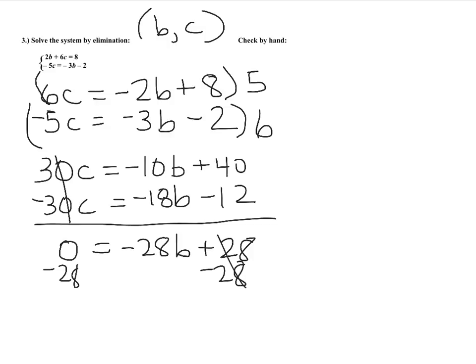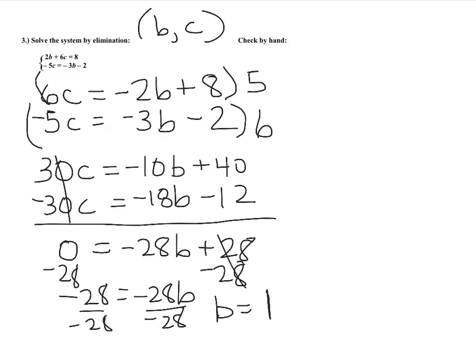And 0 minus 28 is negative 28 equals negative 28b, and then divide both sides by negative 28, and we get that b is equal to positive 1. And so now what do I do with that? Well, I take this b value, and I'm either going to place it in the b for this equation or the b for the bottom equation.